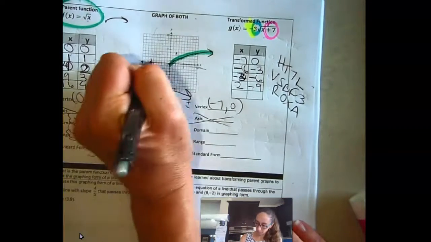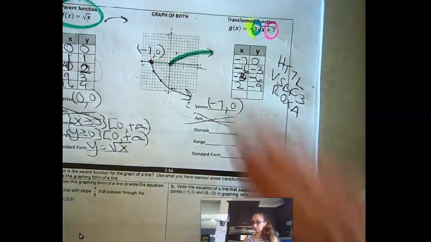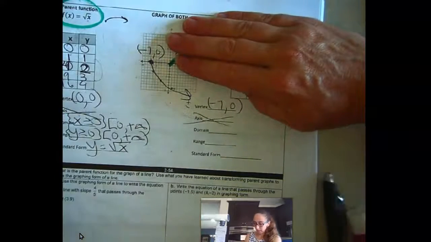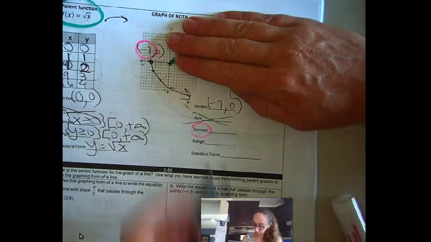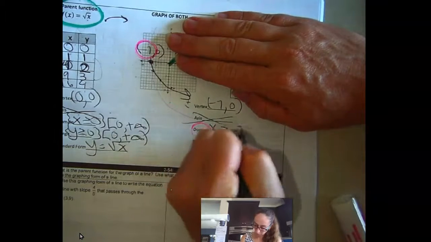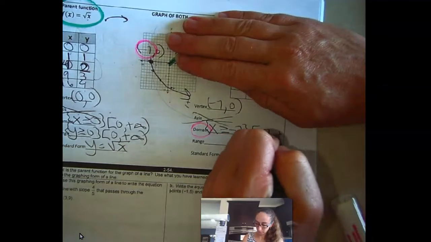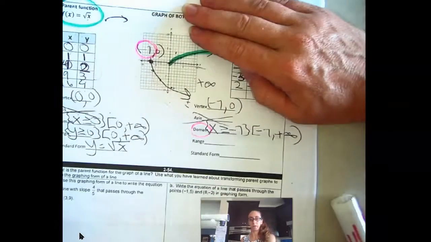Okay? Axis of symmetry, there isn't one. I'm going to put this here. Now, the domain. The domain is everything to the right and everything to the left. It's only going to the right, and it's only going to the right representing this number right here. So, x is greater than or equal to -7, so -7 to positive infinity, because it's going to the right.